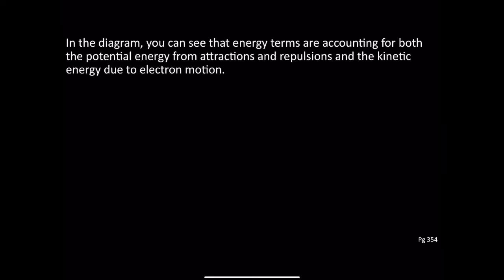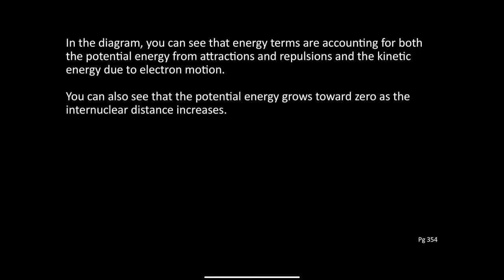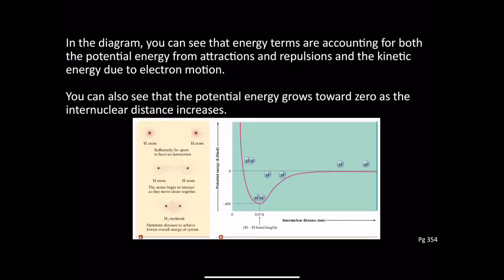In this following diagram, you can see that the energy terms are accounting for both the potential energy from attractions and repulsions and the kinetic energy due to the electron motion. And you can see that the potential energy grows towards zero as the internuclear distance increases. So as they get further and further apart, their potential energy gets smaller and smaller, right? So here we go. Tight atoms up right here. Those very tight hydrogen atoms are less likely to form because of the positivity of each nucleus pushing each other away. But then there's this specific distance where things are working really, really nicely for them. And so they will actually form, and then you get them closer to zero, closer to zero.